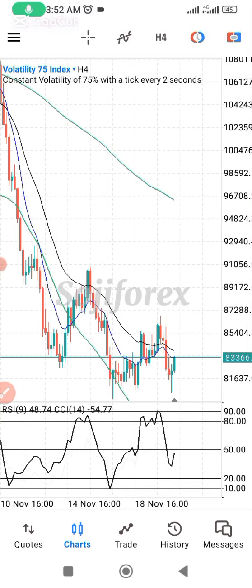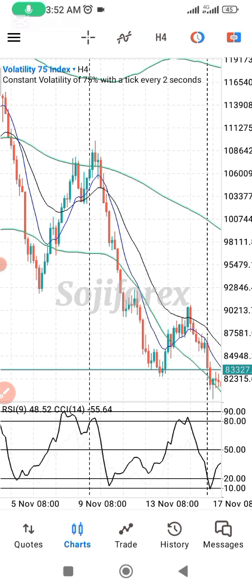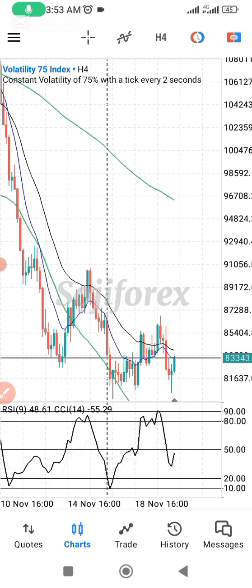How you can do a top-down analysis. So let's begin from our H4. The criteria to making entries are just a few things you need to observe. Number one, know your structure.